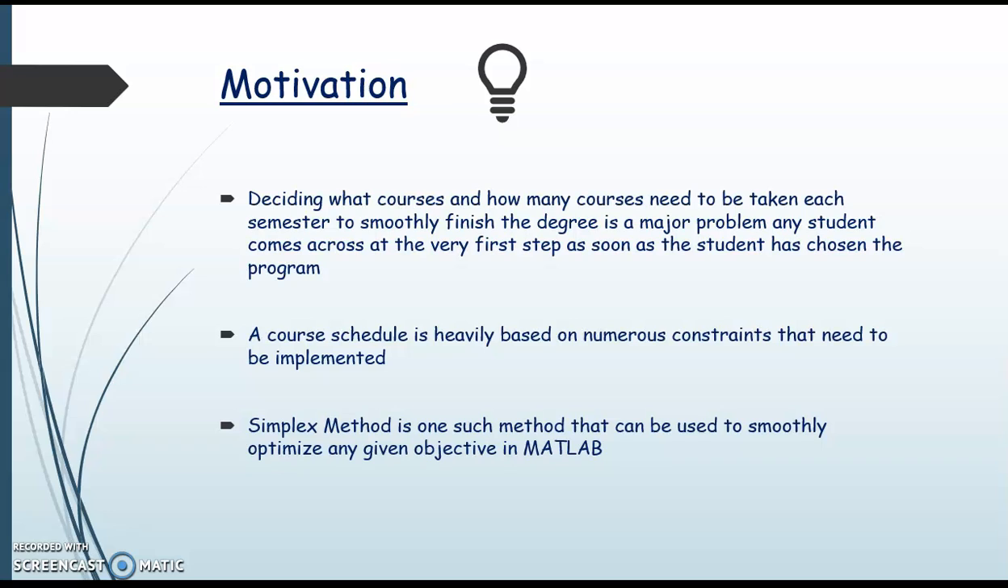Deciding what courses and how many courses need to be taken each semester to smoothly finish the degree is a major problem any student comes across at the very first step, as soon as the student has chosen the program. One cannot simply make a map in one sitting by just knowing what courses are required for completing the degree. There are various factors that need to be considered, and missing even one such factor might cause problems down the line.